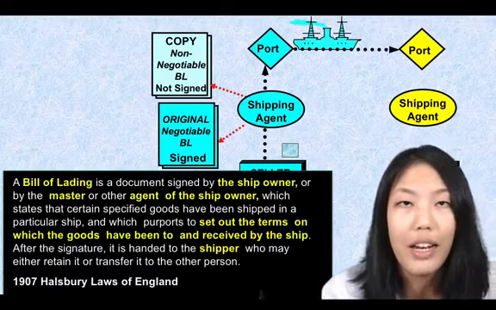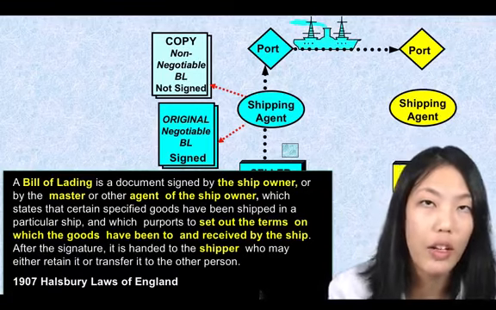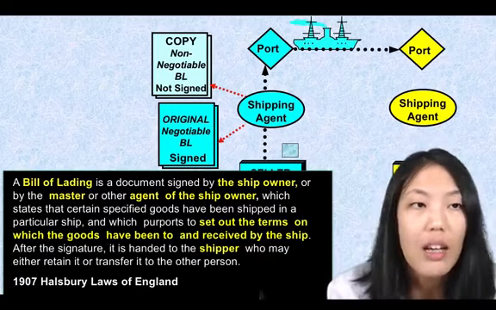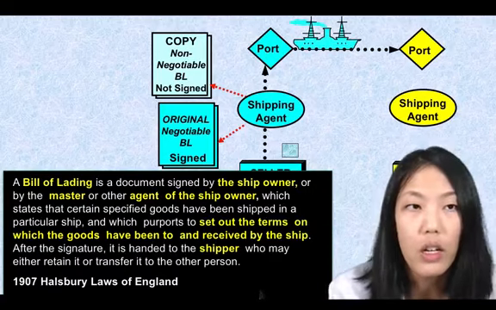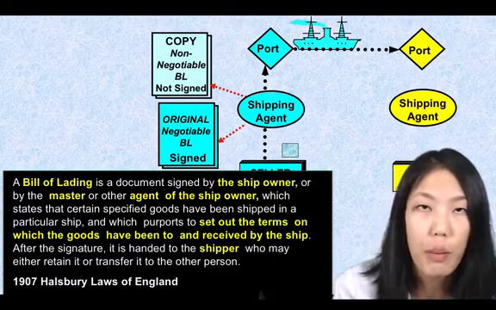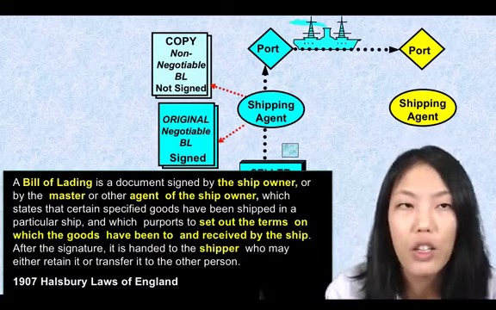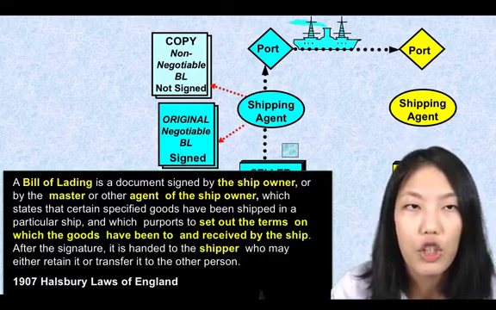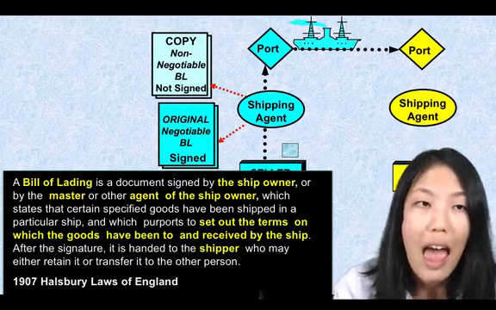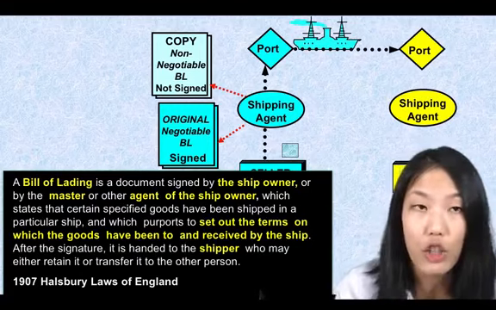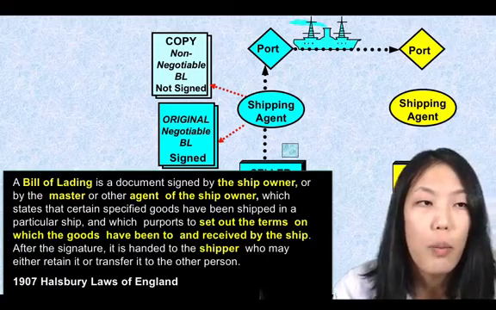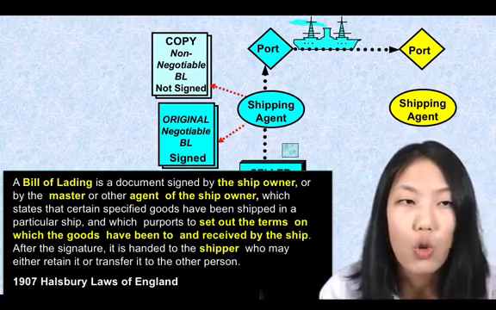So what is a bill of lading? According to the 1907 Halsbury's Laws of England, a bill of lading is a document signed by the ship owner or by the master or other agent of the ship owner, which states that certain specified goods have been shipped in a particular ship, and which purports to set out the terms on which the goods have been delivered to and received by the ship. After the signature, it is handed to the shipper, who may either retain it or transfer it to another person.